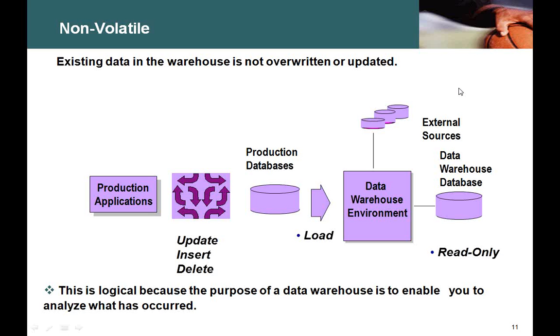SCD, slowly changing dimension. So there we have a concept of how this is taken care of. When you have some updation coming from source, like some information got updated in source, and already this information is there in target, how do you get this updation to the target? How do you maintain it in the target?